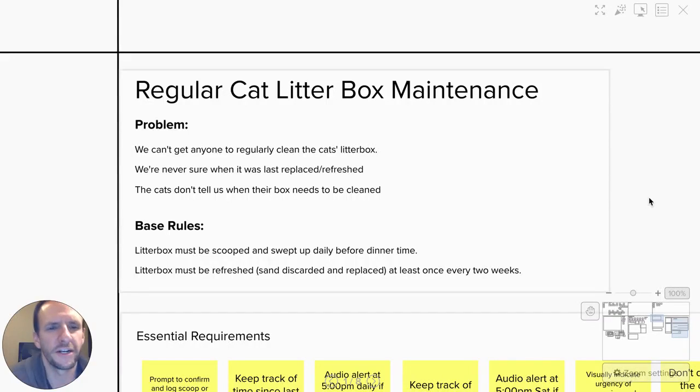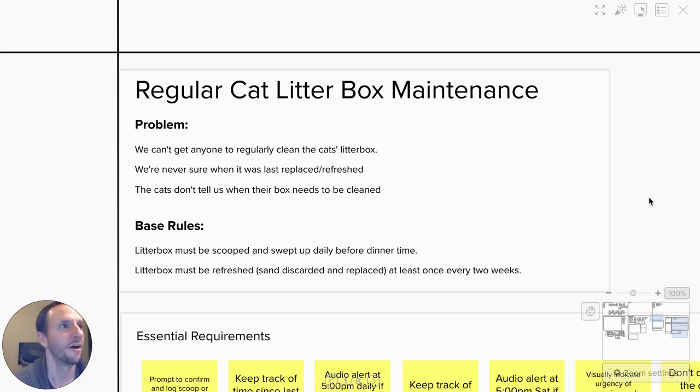Hello! For Project 3, I'm going to be doing a project that helps my family to build better habits around taking care of the cat's litter box regularly. My office is right outside the door of the bathroom where we keep the litter box, so I smell it and see it more often than anyone else, and I do my fair share of helping to clean it.